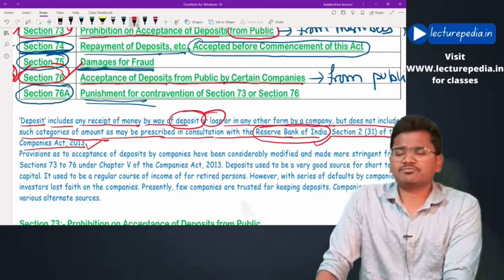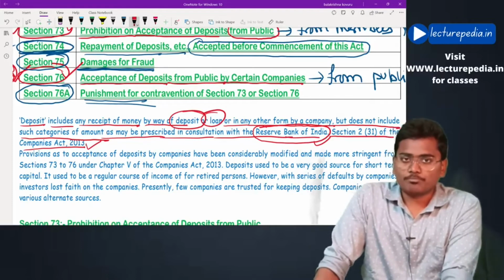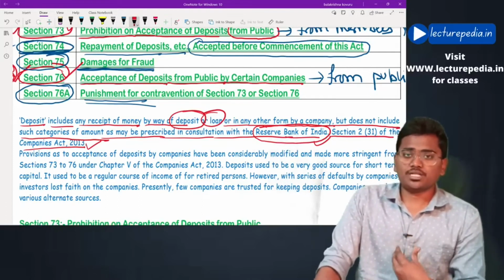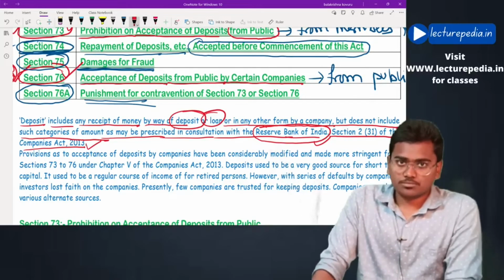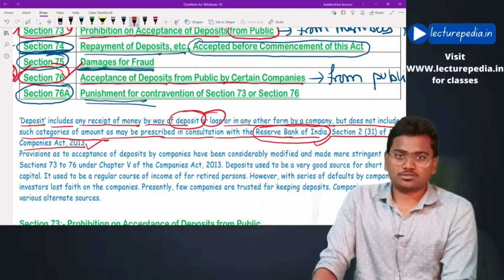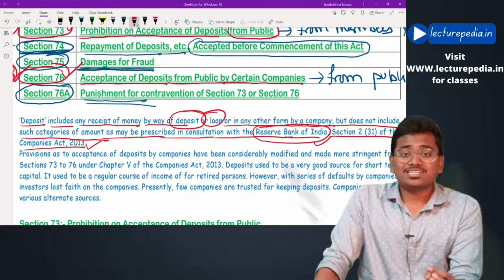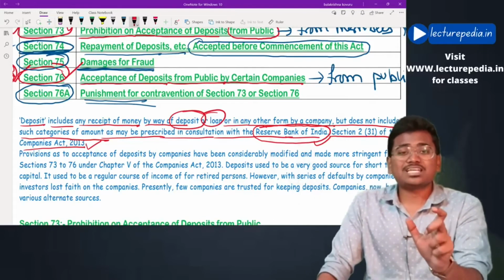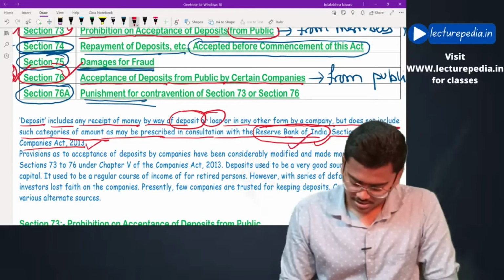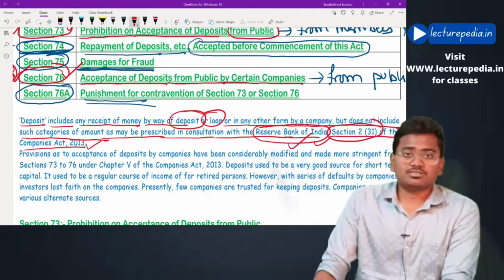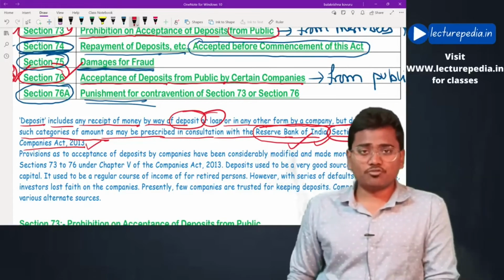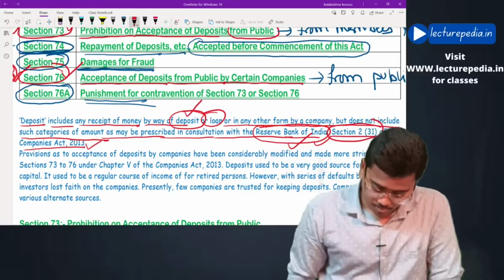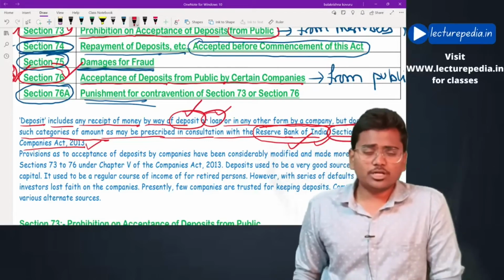What are those amounts? Let's say, for example, there is a banking company, and our company A Limited has raised some loan from it. Now you cannot call this loan a deposit, because this amount of loan is raised from a banking company. Those types of loans will be specified in this particular section 2 subsection 31. Apart from those types of amounts raised by the company, the remaining amounts, whether raised in the name of deposits or in the name of loans, will be called deposits.